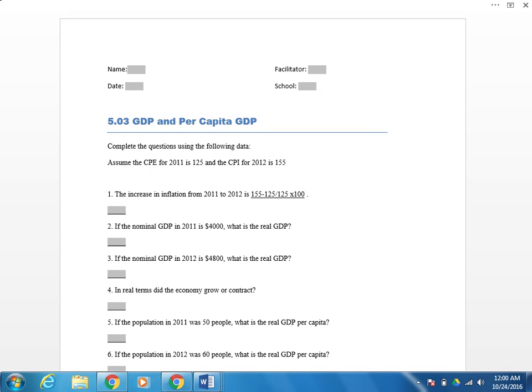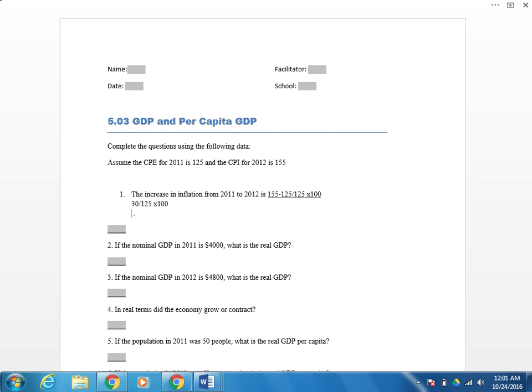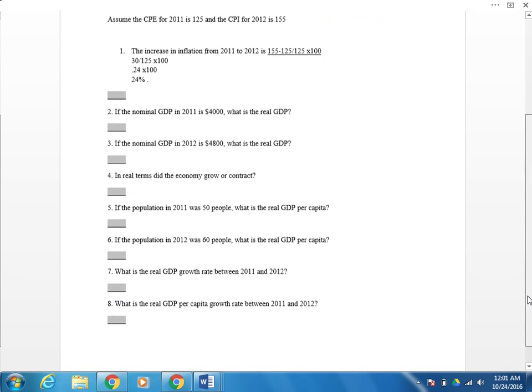So 155 minus 125 equals 30. So now we're going to divide 30 by 125 and then multiply it by 100. 30 divided by 125 is going to be 0.24, times 100. And it's going to be 24%. And some of you got that one right. And many people struggle with that one.